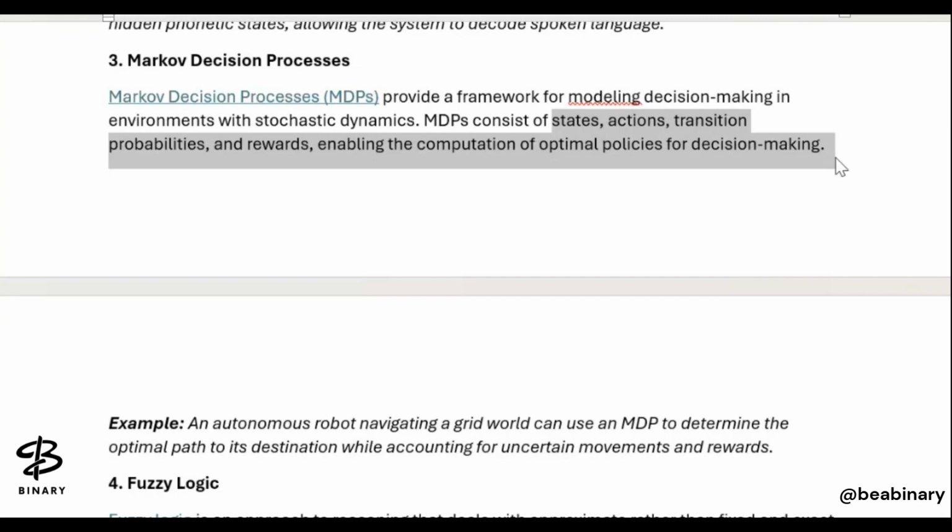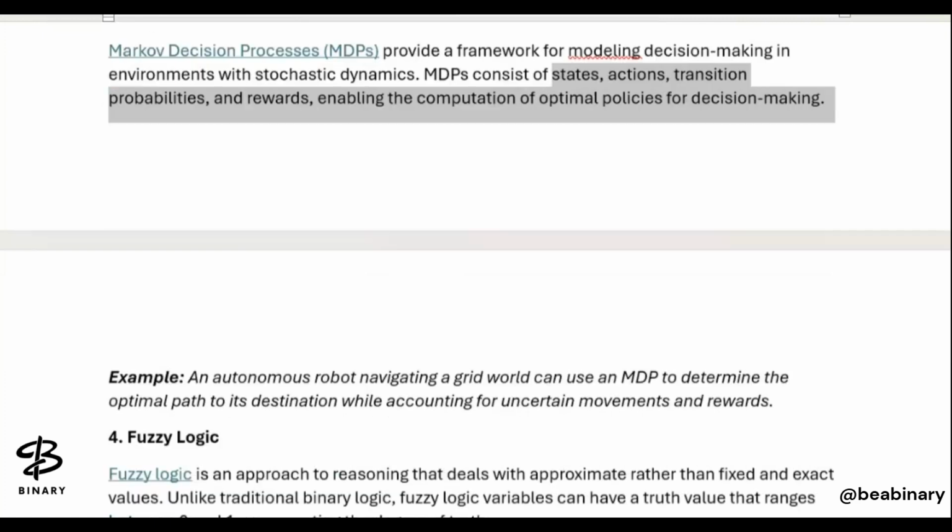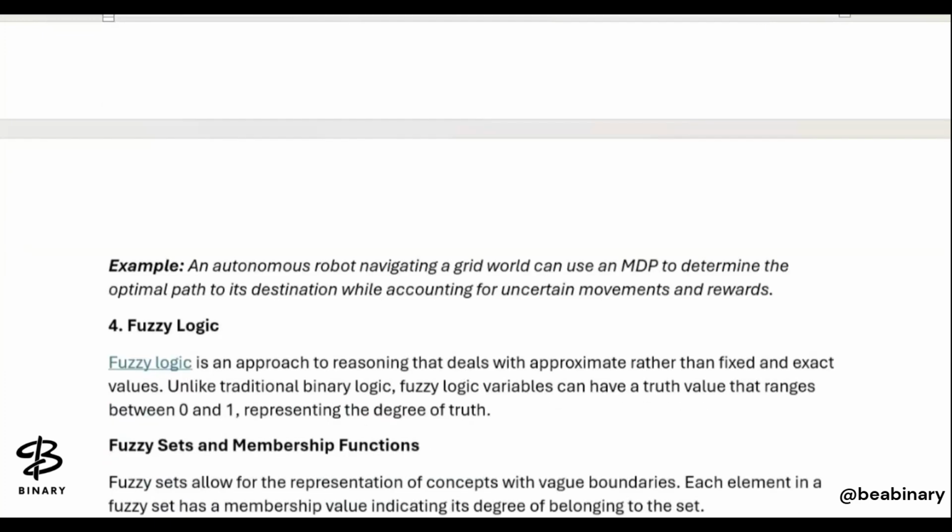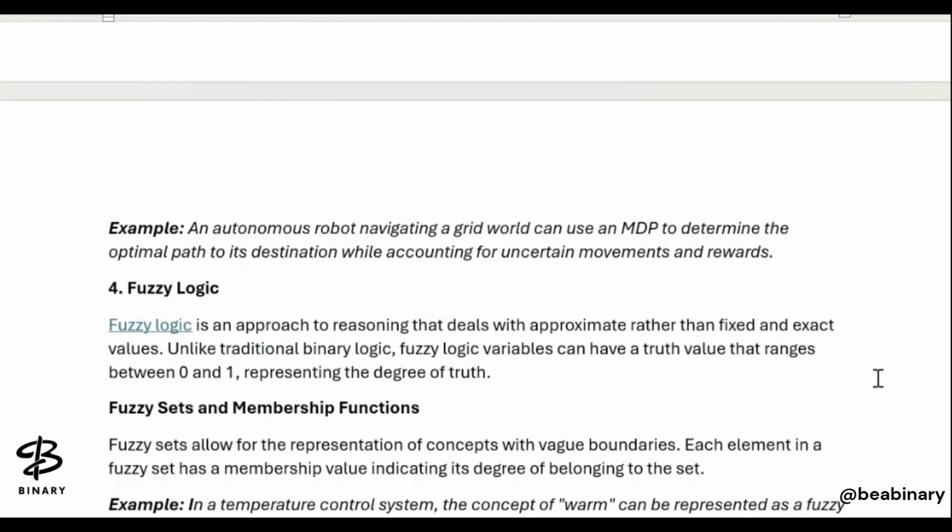So here we are talking about the optimal solution also. So here, what is the application of a Markov decision process? An autonomous robot navigating a grid world can use a Markov decision process to determine the optimal path to its destination while accounting for uncertain movements and the rewards also.